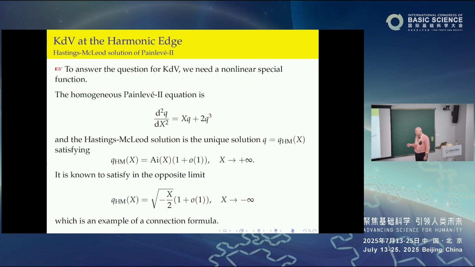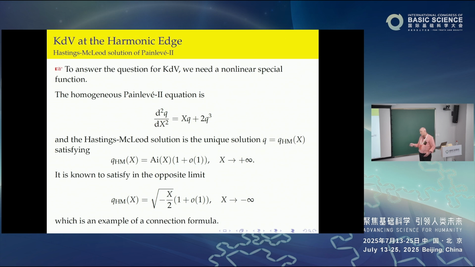So this equation has a special solution called the Hastings-McLeod solution. We'll call it q_HM of x, that has the property that as x goes to positive infinity, it behaves like the Airy function. It decays. So if q decays, you might neglect the q cubed term, and then you see Airy's equation there. So it's logical maybe to expect that you should see some multiple of Airy. If the multiple is 1, then that's called the Hastings-McLeod solution. So as x goes to plus infinity, that's how it behaves.